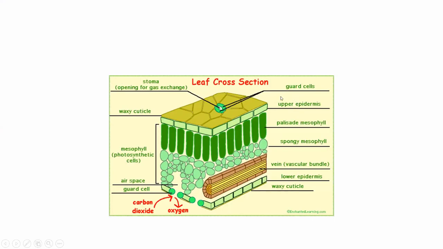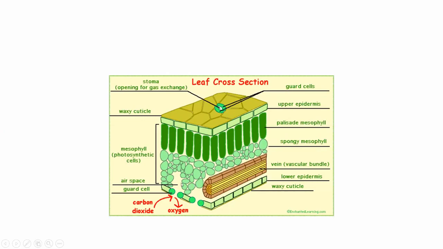See, I have already taught you regarding this stomata. Okay? Stomata opening and guard cell I have already given. Then waxy cuticle, this very thin layer is the waxy cuticle. Then upper epidermis. Normally, we don't have chlorophyll in this portion, but we have chlorophyll in these two.